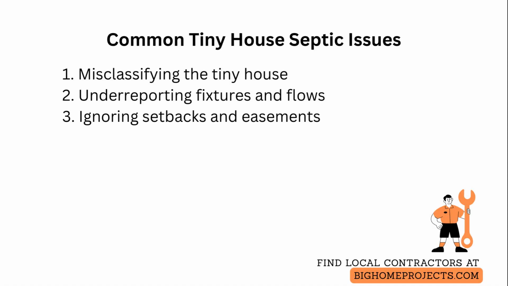For flow and fixture problems, recalculate using conservative daily per person estimates, include gray water management plans if allowed, and have a licensed designer revise the plans. When setbacks or easements block compliant placement, explore alternative system types such as mound systems, pressure distribution, or redesigning the site access and landscaping to meet minimum distances rather than forcing a non-compliant installation.